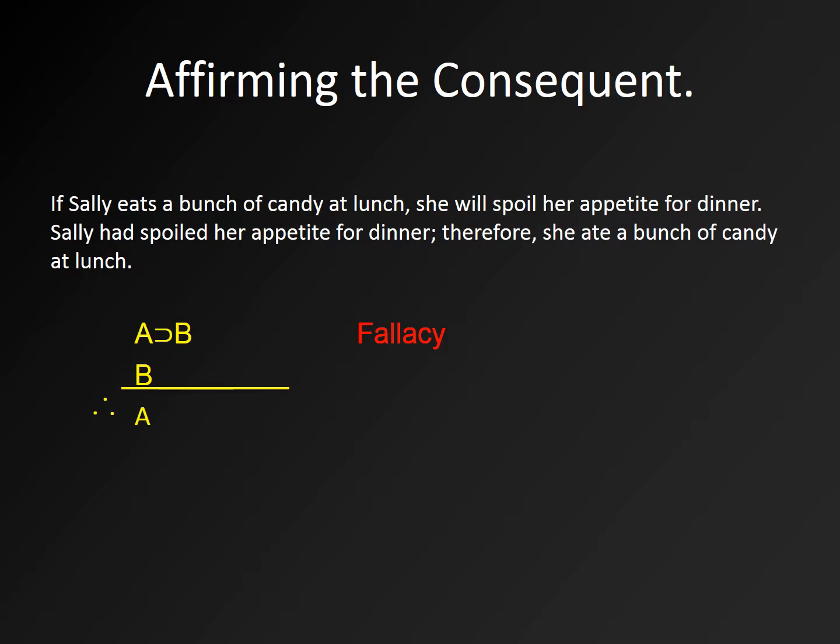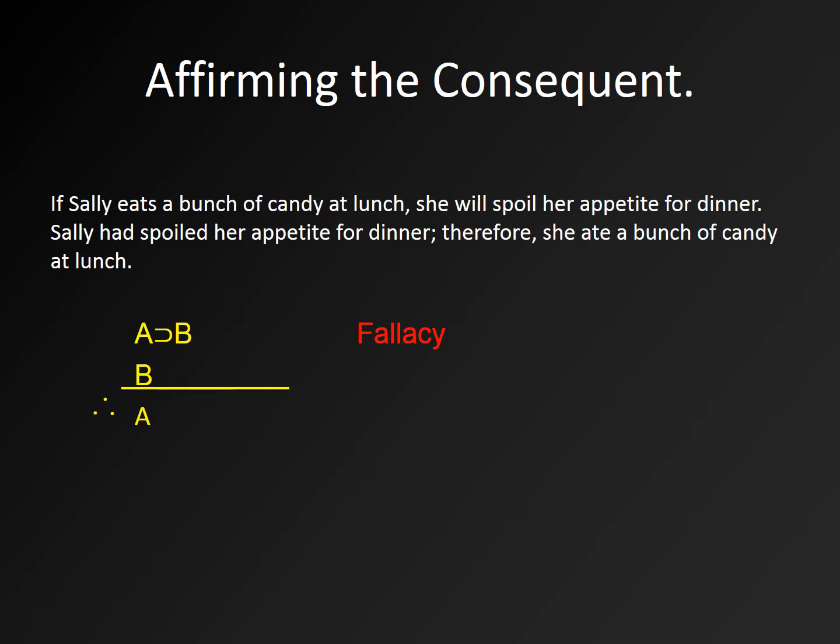In an if-then statement, if A then B, the antecedent is the A part, and the consequent is the B part. So affirming the consequent is saying that the B part is true. So the fallacy is to say, if A is true, then B is true, therefore we know that A is true. And if you look at this, you can figure it out.